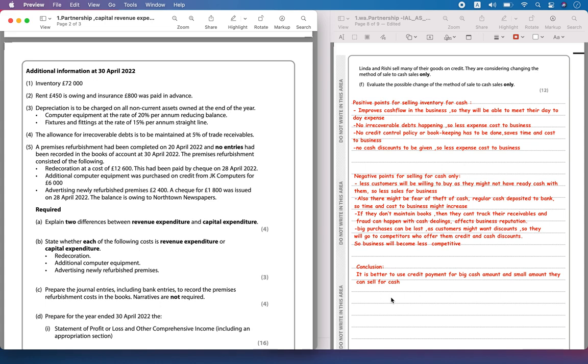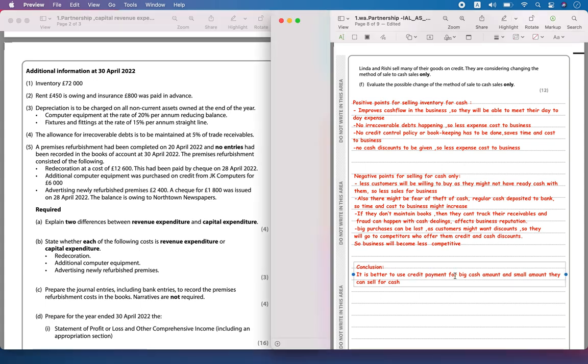So in conclusion, we can say that for small value goods they sell, they can use cash payment, and for big value goods it is better to use a credit control policy.